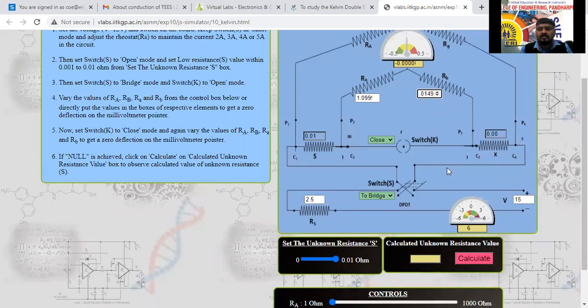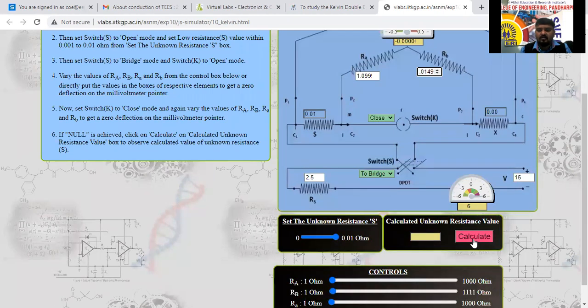If the galvanometer is detecting 0, the bridge is under balanced condition. Now we have to calculate the value of this unknown resistance here. By clicking on this calculator button, it is going to calculate. That is 0.01083 here. Now this is the unknown value of resistance we have derived here.